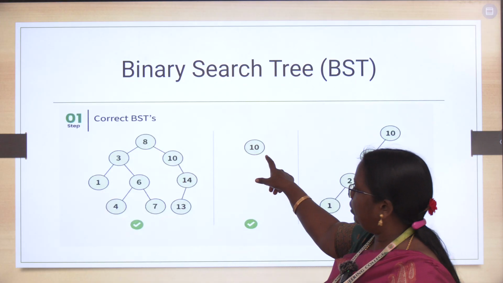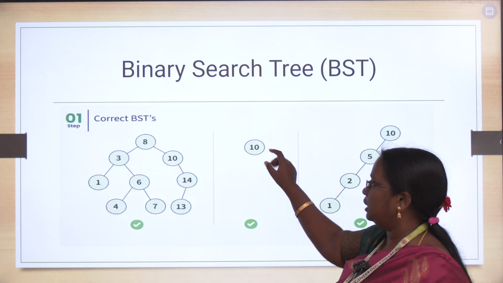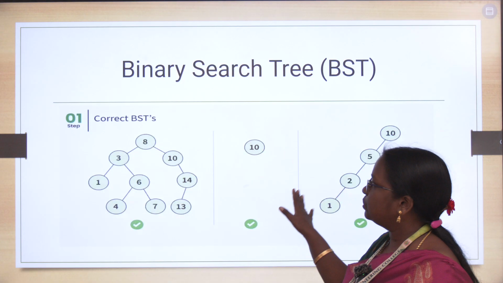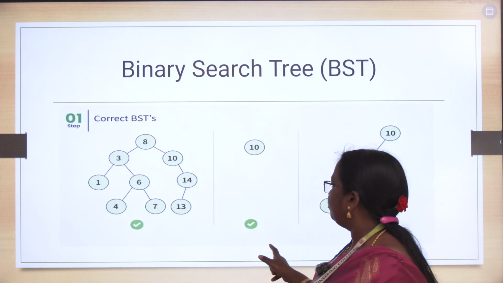Similarly, you can have only the root, that is a leaf node, and you can also have only a left value. So this is a correct BST.